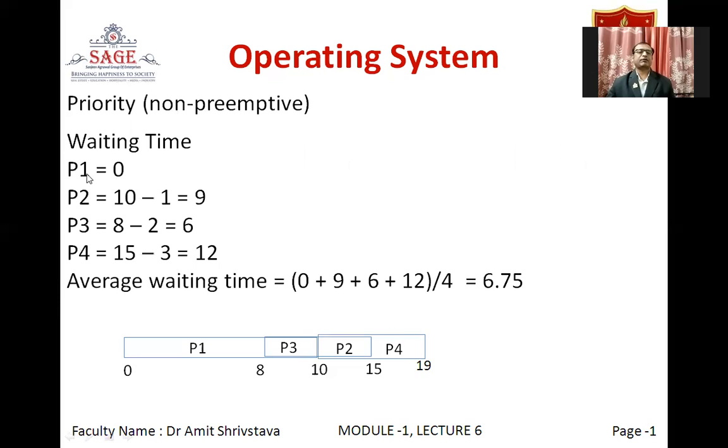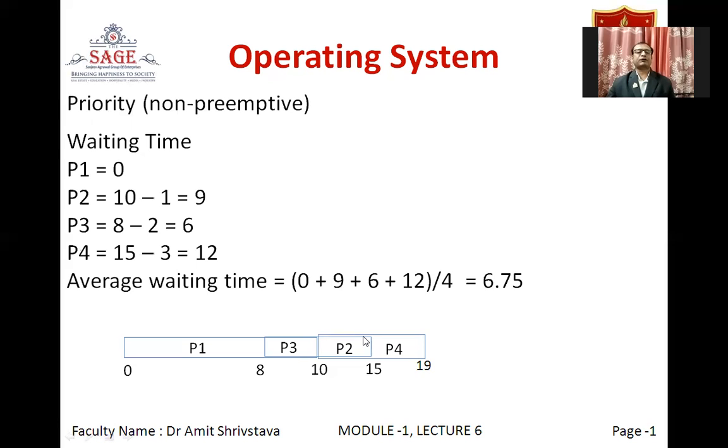Now let us calculate the waiting time. P1 has arrived after 0 unit time interval, and we have allotted the CPU after 0 unit time interval. So its waiting time is 0. P2 arrived after 1 unit, and we have allotted the CPU after 10 units. So waiting time will be 10 minus 1, that is 9. P3 arrived after 2 units, and we have allotted the CPU after 8 units. So waiting time will be 8 minus 2, that is 6.